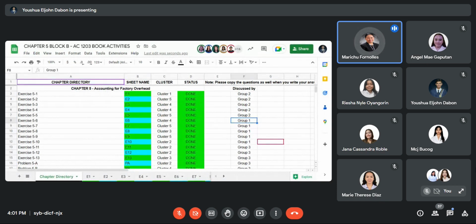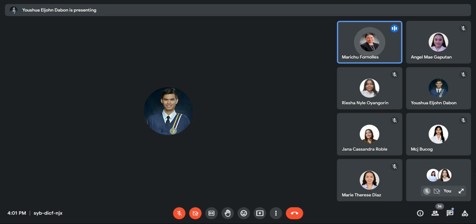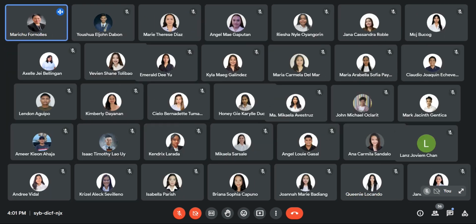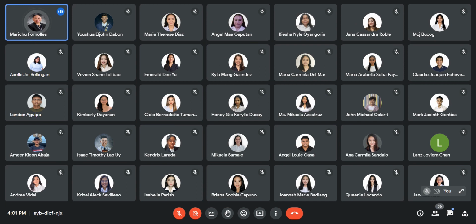The differences would be in terms of how the costs will be accumulated. So in job order costing, they accumulate the costs per job order or customer's order. Whereas in process costing, they accumulate the costs per process or per department where the product is processed.